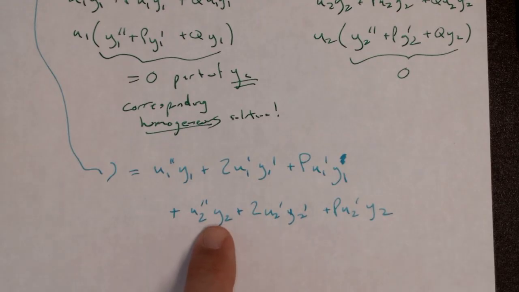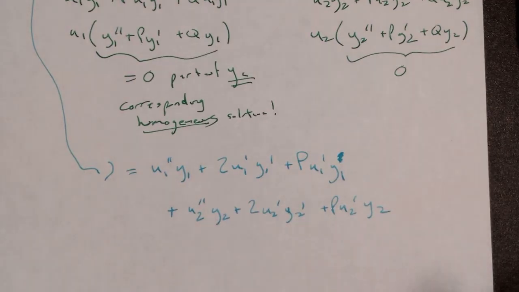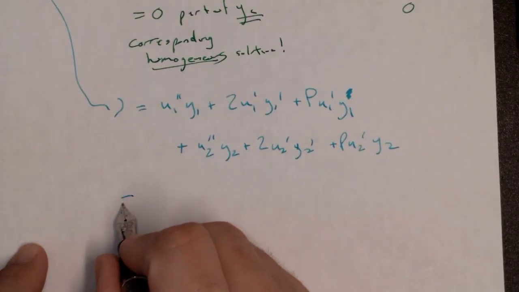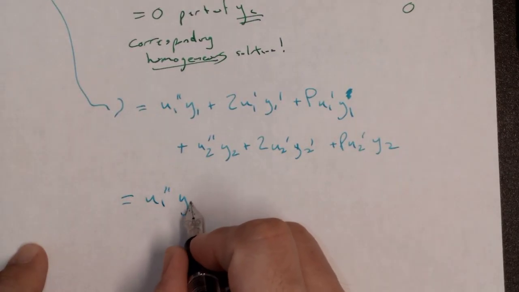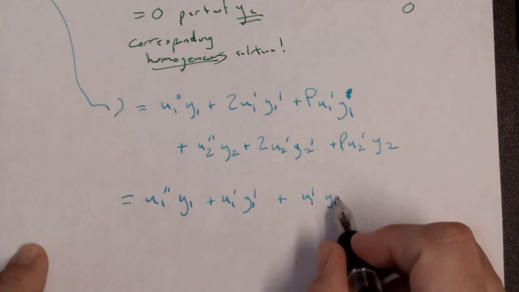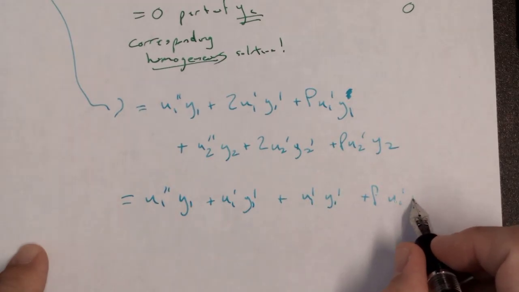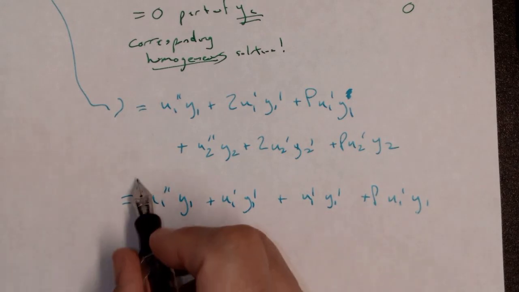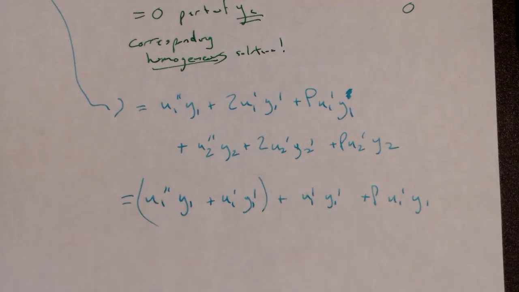Double prime times y, prime times prime. That looks like it should be the product rule. Except there are two of them, right? Let's split it back up. I'm going to write this again. I'm just going to write two copies. So I'm going to write u1 double prime y1 plus u1 prime y1 prime plus another u1 prime y1 prime, and then P u1 prime y1. These are going to get grouped together. Same thing for y2 and u2.